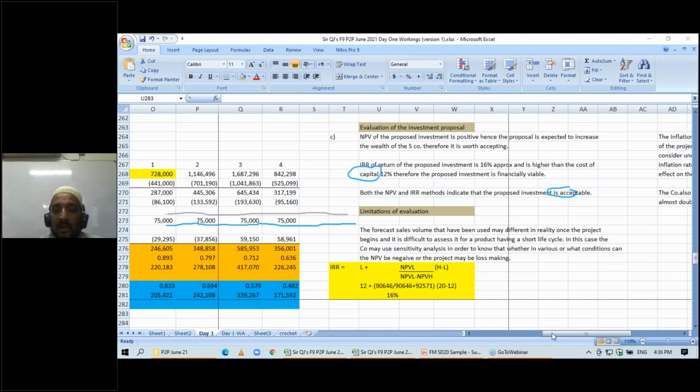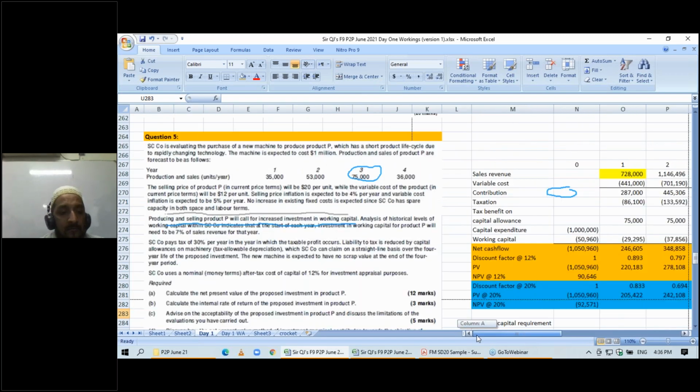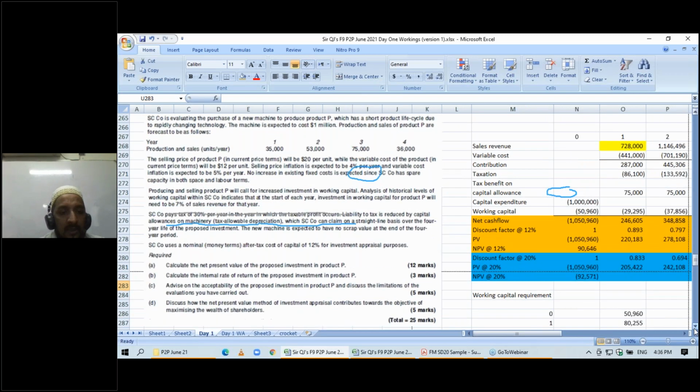Okay, students, I'm going to share the Crockett question which I gave you the assignment in the last class. But before that, let me do this part D as well first. The part D asks you to discuss how net present value method of investment appraisal contributes towards the objective of maximizing wealth of the shareholders.